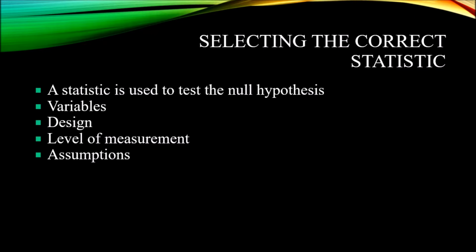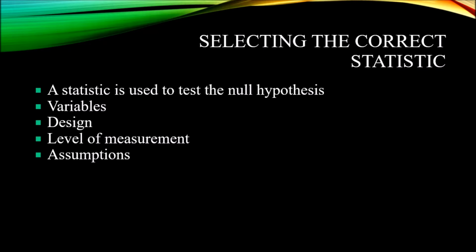There are, of course, additional statistics that will not be covered as part of this video. However, I did try to get all of the statistics that we would see frequently in counseling research covered in this video and in terms of these constructs I'll talk about here. So again, a statistic is used to test the null hypothesis, and that null hypothesis is specific to that statistic. Some of the constructs that affect what statistic we select are variables, the design, the level of measurement, and of course the assumptions of that statistic.